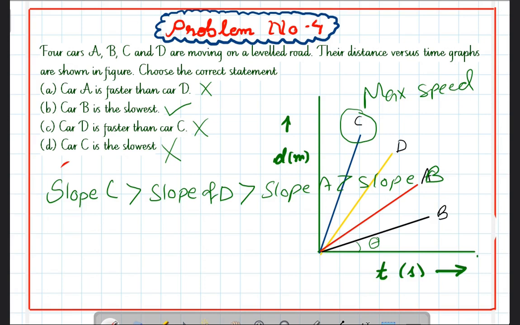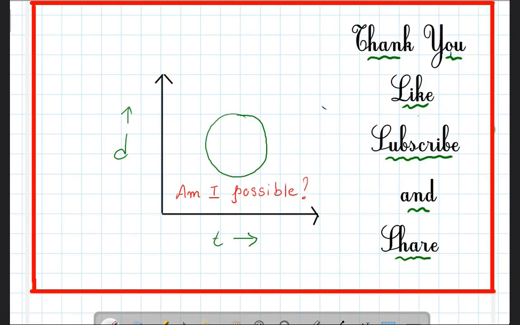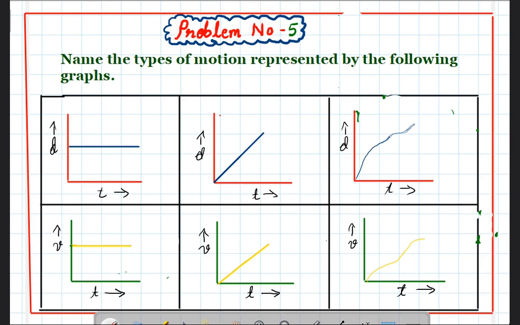Now let's move to our next question. Okay, so in this question, we are going to predict the type of motion by the following graphs. So let's see and recall what we have learned till now. Using that, we are going to tell which type of graphs these are and which type of motion they are representing. So first graph is a DT graph. In the DT graph, we can see this line is parallel to the time axis. It means position is not changing, and we can conclude that the body is at rest.